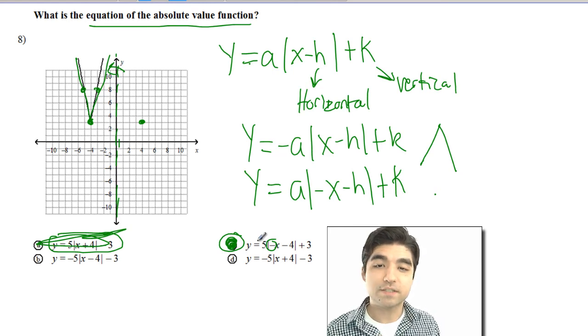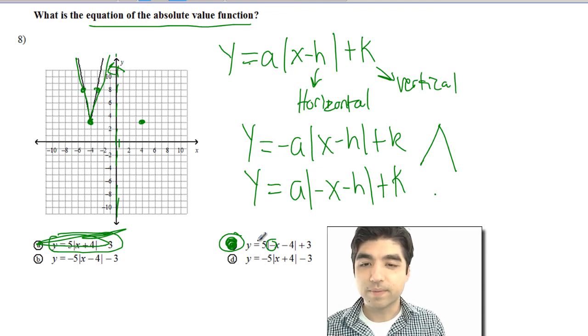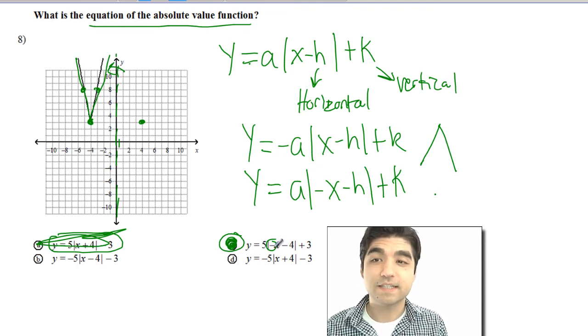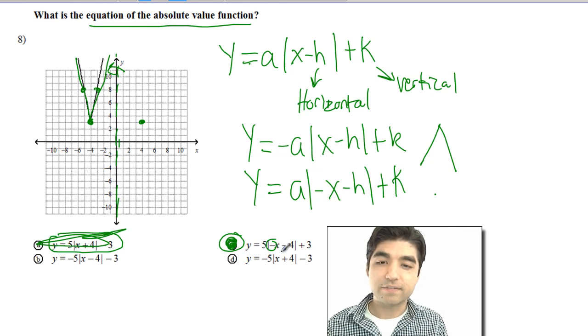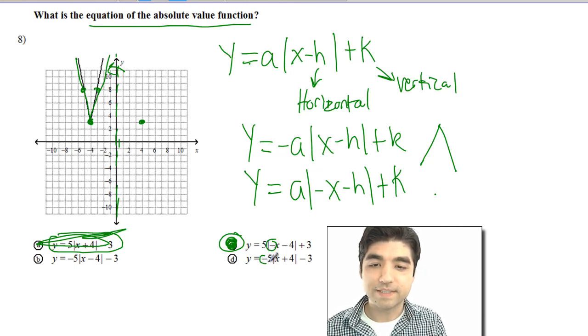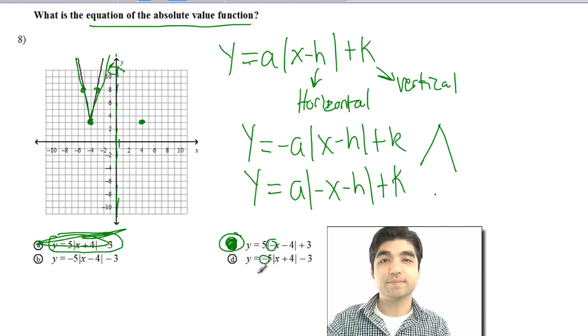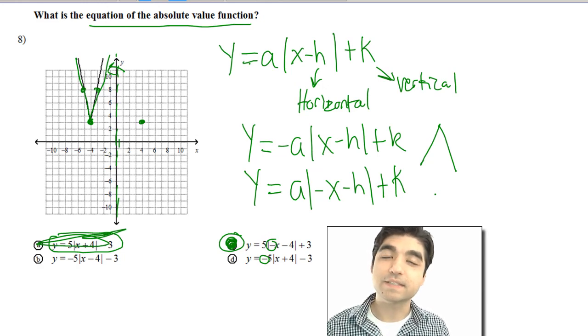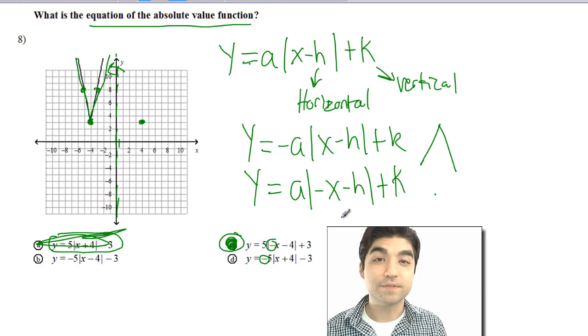So for your particular test, just try graphing out some of the graphs. Remember that if there's a negative in front of x, that flips it about the y-axis. If there's a negative in front of this a value here, that flips it upside down. So those are some hints. I hope they help. Let me know if you have any questions.